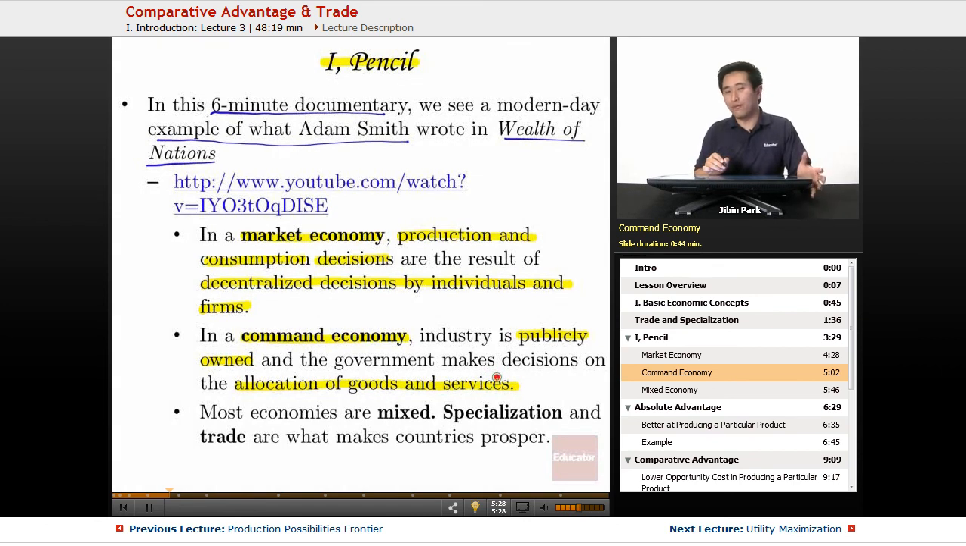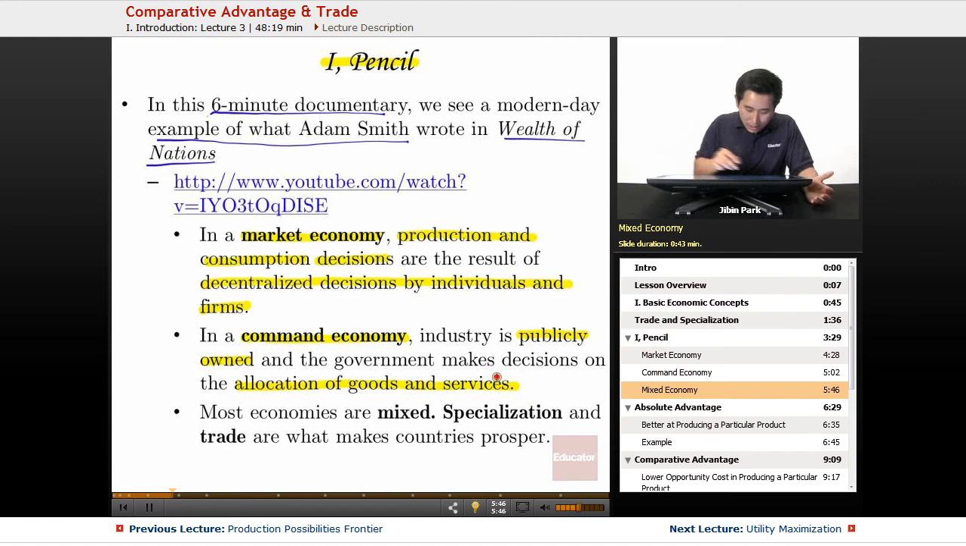There are very few economies in this day and age where the government is completely controlling the economy, but the idea that the government takes control, that's a command economy, whereas if individuals make individual decisions, then that's more of a free market economy. The reality is that most economies are mixed. Specialization and trade are what make a country prosper. And so most economies will have a bent towards a market economy with some elements of a command economy.